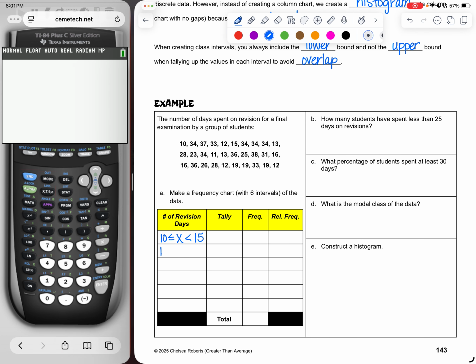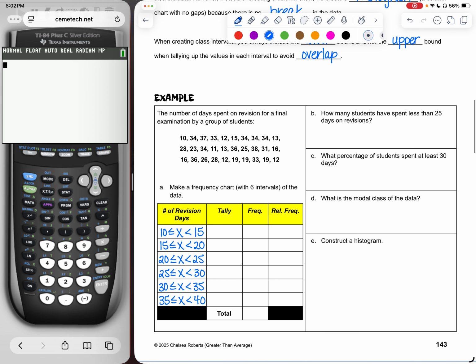So the next one we're going to have is 15 is less than or equal to X, which is less than 20. 20 is less than or equal to X, which is less than 25. 25 is less than or equal to X, which is less than 30. 30 is less than or equal to X, which is less than 35. And then we have 35 is less than or equal to X, which is less than 40. So those are our 6 classes and they are of equal width. I'm going by fives. So now let's tally them up.